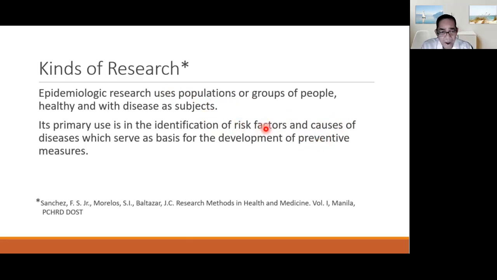And this is where epidemiological researches come in. It is in epidemiological researches that we try to identify risk factors for diseases. And there are still many other diseases for which we really don't know yet the exact cause. And therefore, we will still be talking of risk factors.